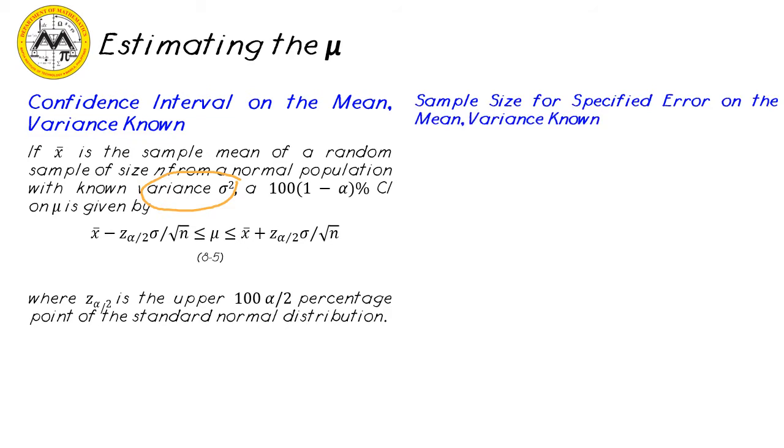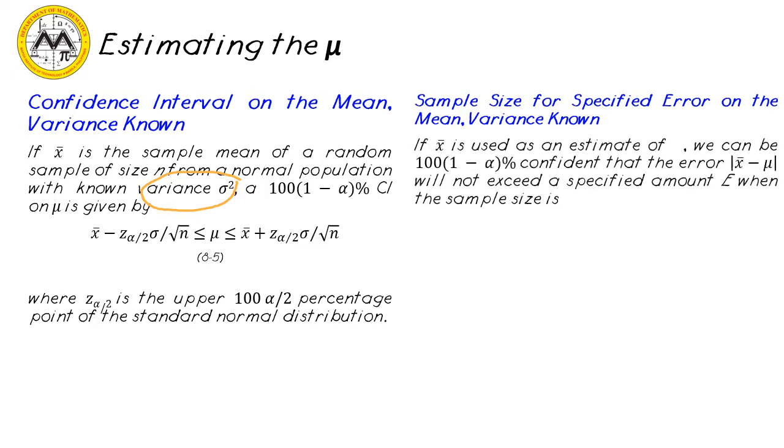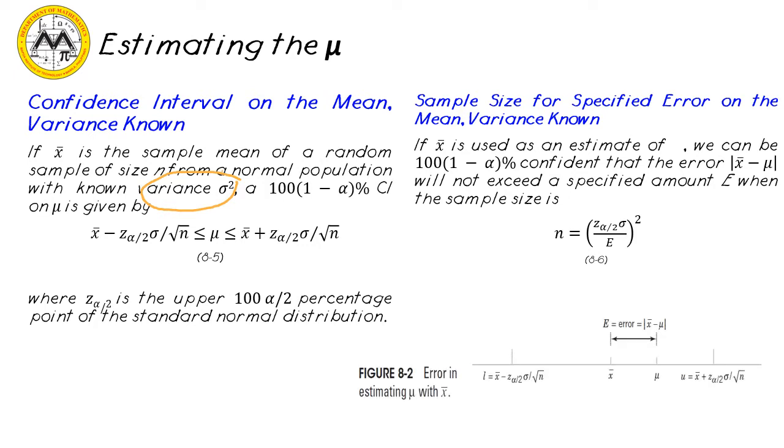For the sample size for the specified error on the mean with variance known, if x bar is used as an estimate for mu, we can be 100 times 1 minus alpha percent confident that the error x bar minus mu will not exceed the specified amount e when the sample size n is equal to z alpha over 2 sigma over e, quantity squared. So this is the error. So it could be plus or minus a certain amount of error.